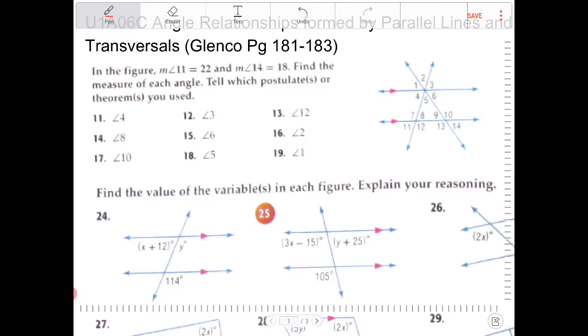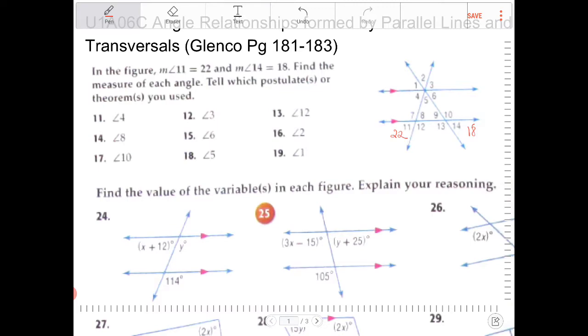I'm told here that angle 11 is equal to 22, angle 14 is equal to 18, and as a result of all this I need to figure out all these different angles that they have described here. In the diagram, I have a pair of parallel lines that is being cut by two transversals. So let's take a look.